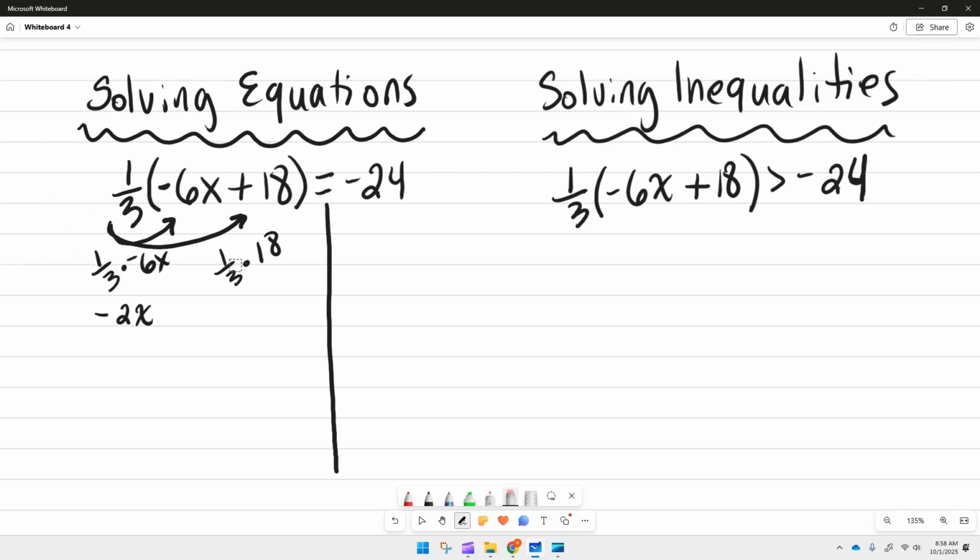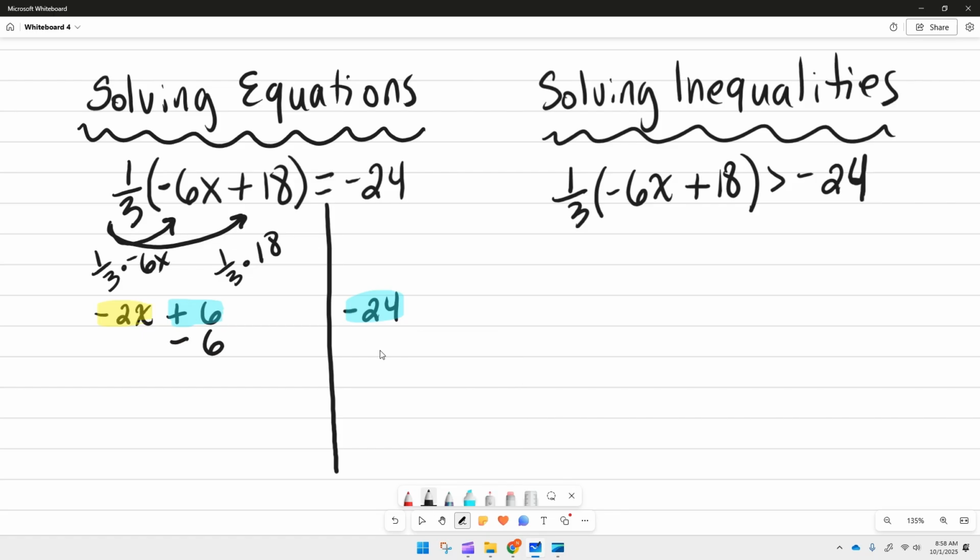All right, and then we're going to do the same thing with 18. 18 divided by 3, we know is going to give us, and that's a positive and a positive, so that's going to give us positive 6. Okay, so we've distributed that one third. That's going to be equal to our negative 24. Now that we've gotten rid of the distribution, I'm going to go ahead and do my highlighting that we did in the last video. I'm going to highlight my variable in yellow, and then I'm going to highlight my constants in blue.